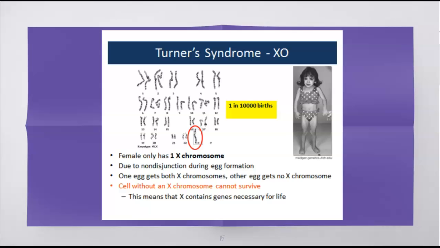But what happens is that the X contains genes for life, okay, we have them, but this child will stay a child, looking like a child for a long time. They won't enter into puberty. So you will never, ever have a pregnancy where there is no sex determination, where there's no XX or XY, because a cell cannot survive without an X chromosome.